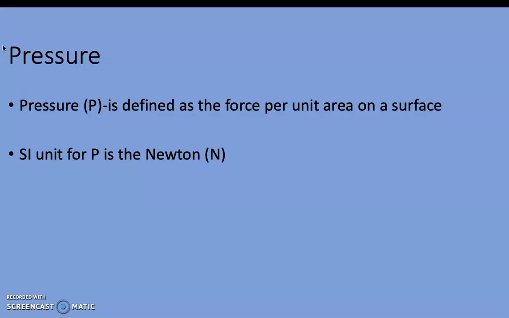So first thing is pressure. Pressure is defined as the force per unit area on a surface. The SI unit for pressure is the Newton. We necessarily don't use that often, but that's the SI, Système International unit, which was derived in France. We've talked about the SI units before in the past.